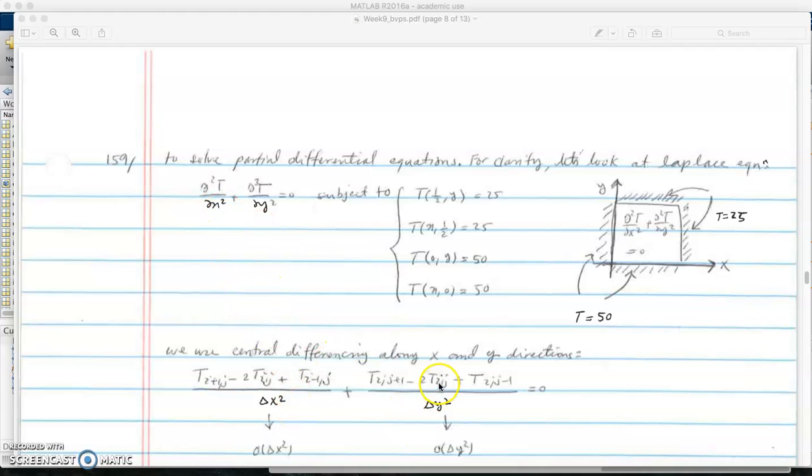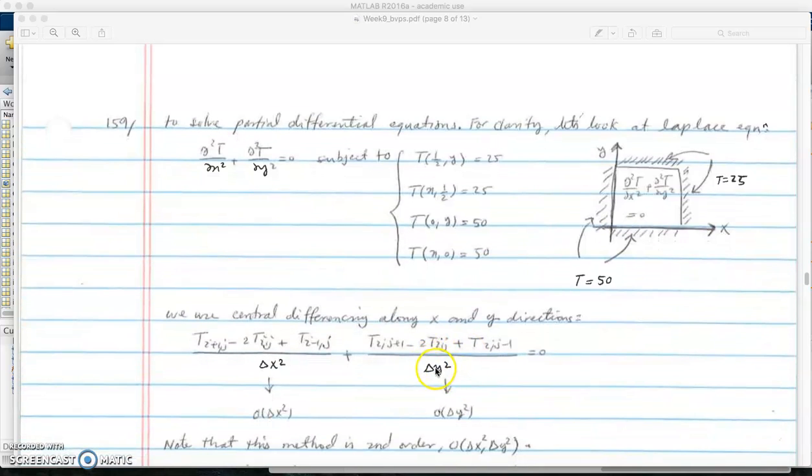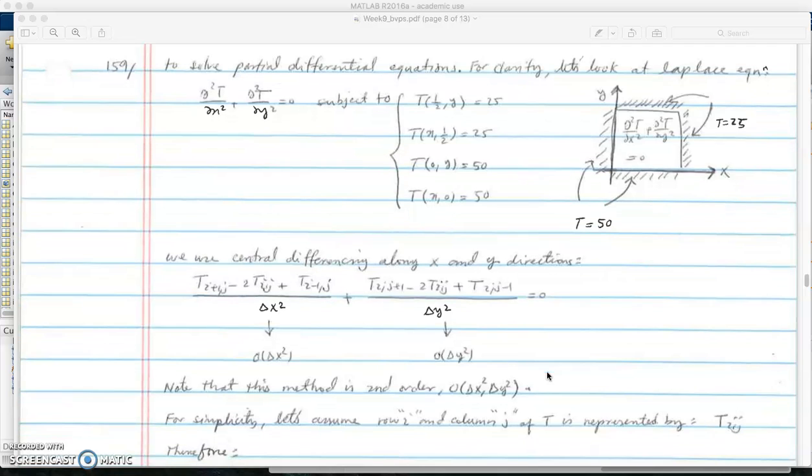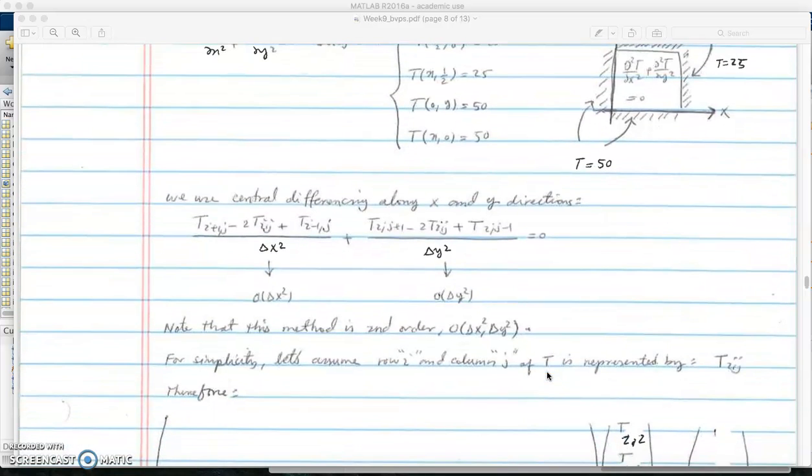Same thing with y. In this case I'm changing only the j index, while downstairs I have del y squared because that's the derivative with respect to y. The sum of the two terms equals 0. Now the question is, what are the knowns and what are the unknowns? Everything in the interior is unknown, because all I know is about the boundary.